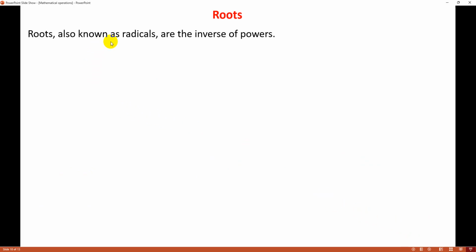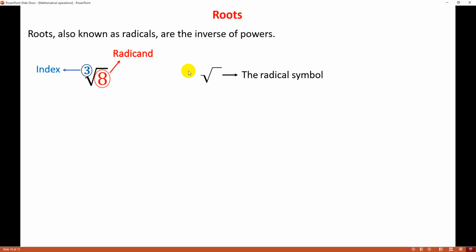Roots, also known as radicals, are the inverse of powers. Okay? Let's take a look at this example. This number here is going to be called the index. This number here, the 8 in this case, is going to be called the radicand. And that symbol is called the radical symbol. So we have 3 elements, right? We have the index, the radical symbol, and the radicand inside the radical symbol.